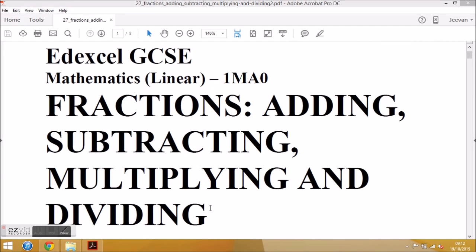Fractions: adding, subtracting, multiplying, and dividing.